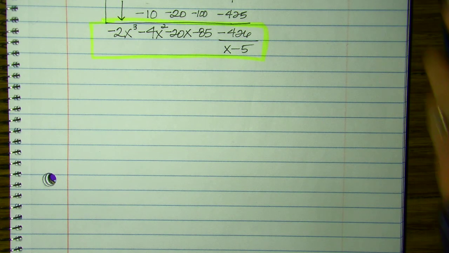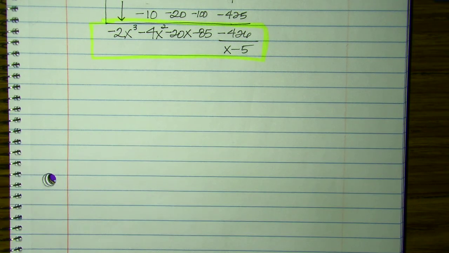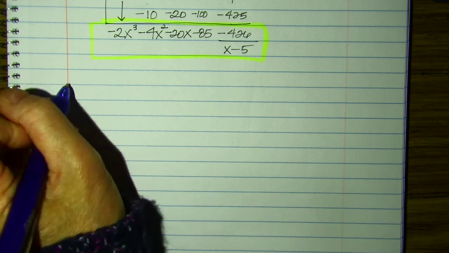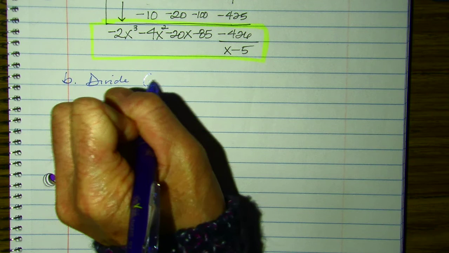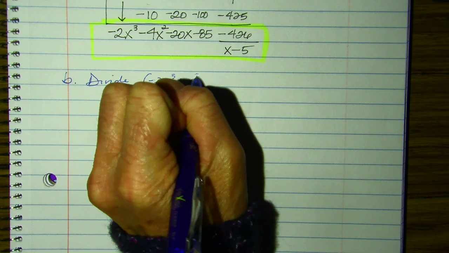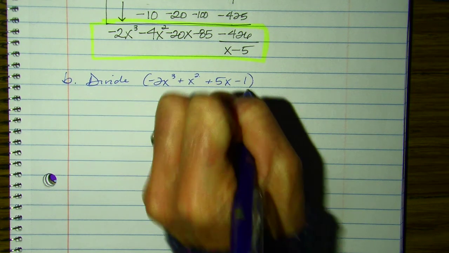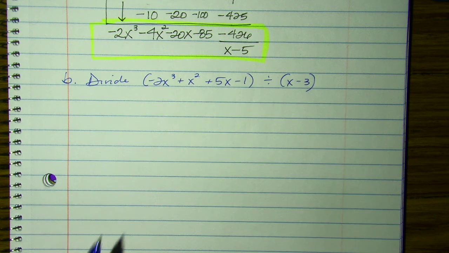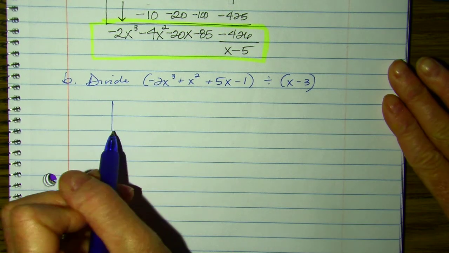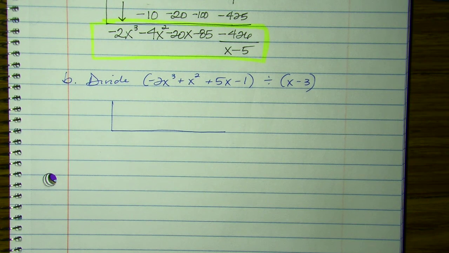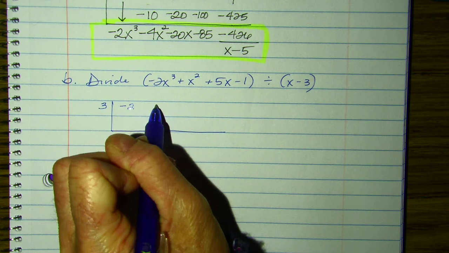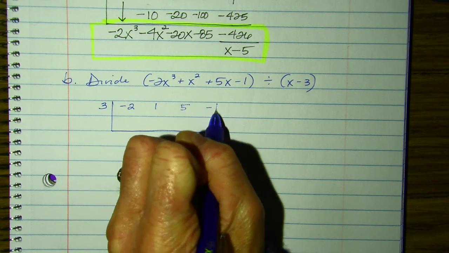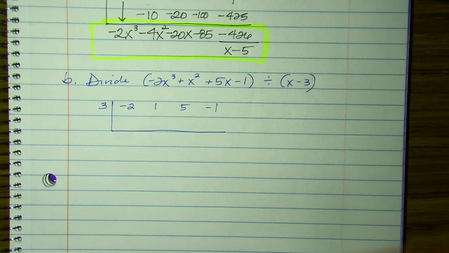So we're going to go back to our lesson practice, part B. So it says to divide -2x cubed plus x squared plus 5x minus 1 divided by x minus 3. So if you'd like to pause the video, see if you can set it up, and then you can check back with me in a second. So this should be 3, -2, make sure you leave space, 1, 5, -1. Okay, so if you push play, this is how you should have it set up.